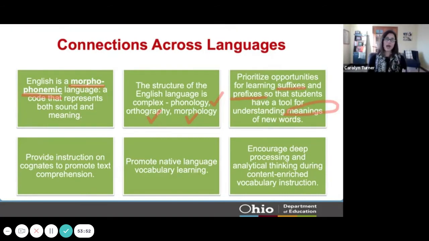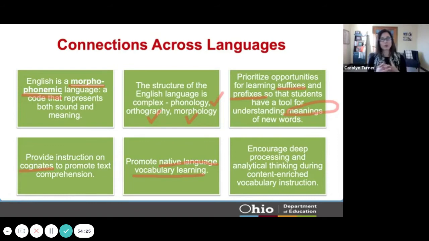All of this means we have to provide the right kind of instruction. Instruction on cognates to promote text comprehension is perfectly acceptable. We need to bridge what's known to what's unknown and make that connection a lot easier for our students. So, a couple of you have made those comments to promote native language vocabulary learning. So, reframe it in the native language if possible, show those illustrations if possible. That's what helps promote language.